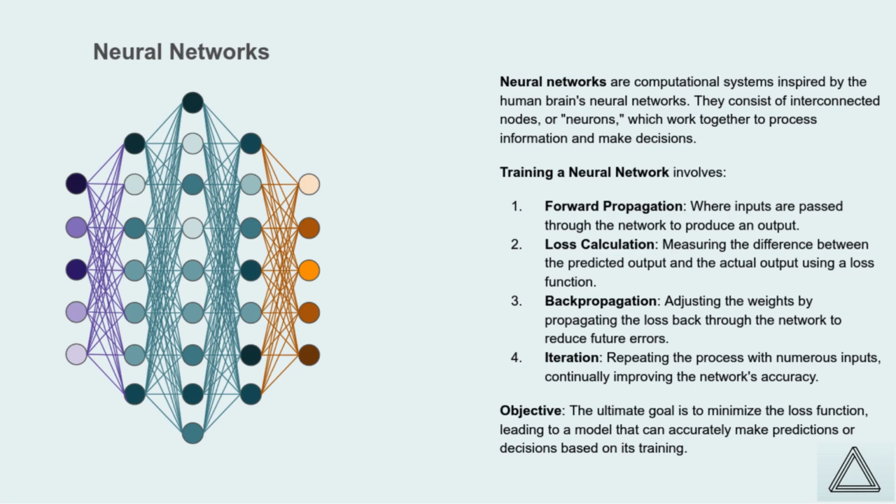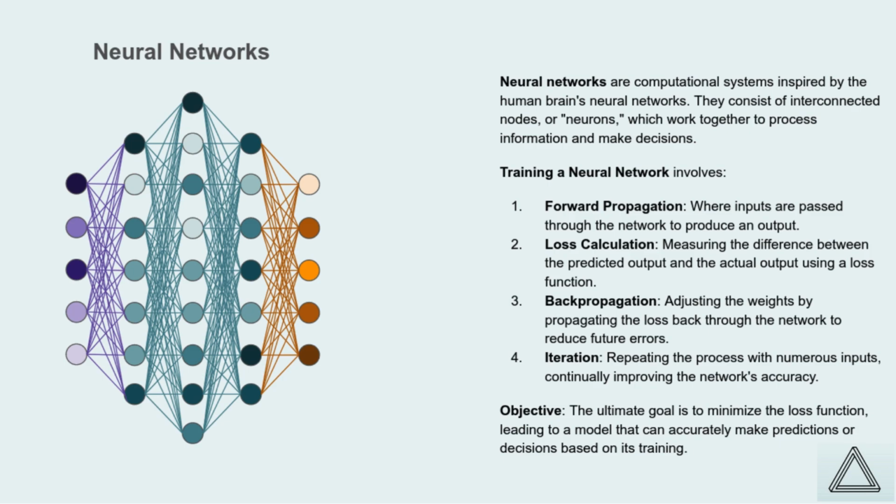Forward propagation. This is the initial phase where input data is fed into the neural network. Each input node receives a value, which is then processed through various hidden layers. As data moves through the layers, each node applies a set of weights to its inputs, sums them, passes them through an activation function, and forwards the result to the next layer.